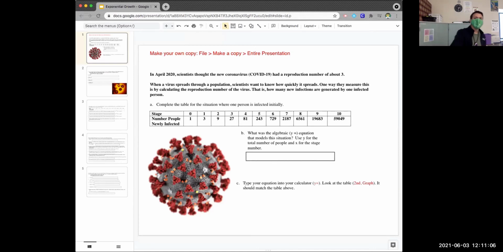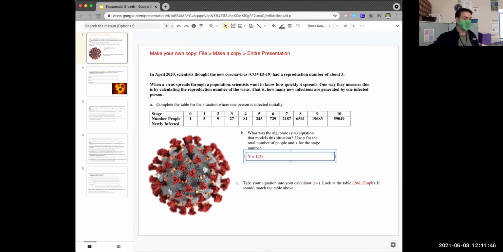So next it says, what is the algebraic equation that models the situation? Well, we see we have exponential growth. We're going to use y for the total number of people and x for the stage number. So the equations always begin with y equals, and then the number that comes next is your start value. In this case, we started with 1 person. And then in the parentheses, we put the growth factor. And here COVID-19 has a growth factor of 3.